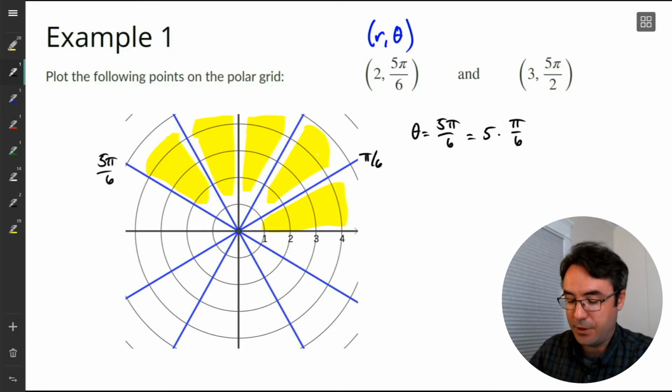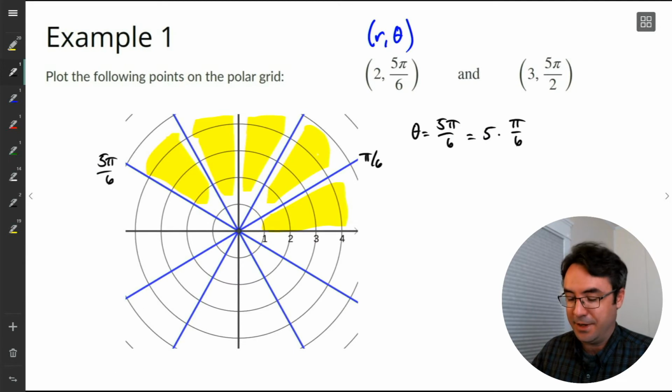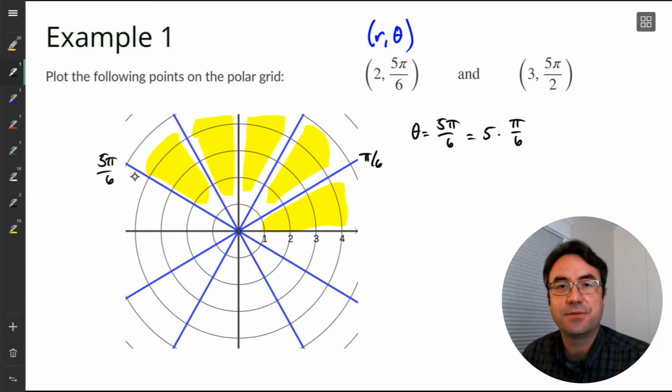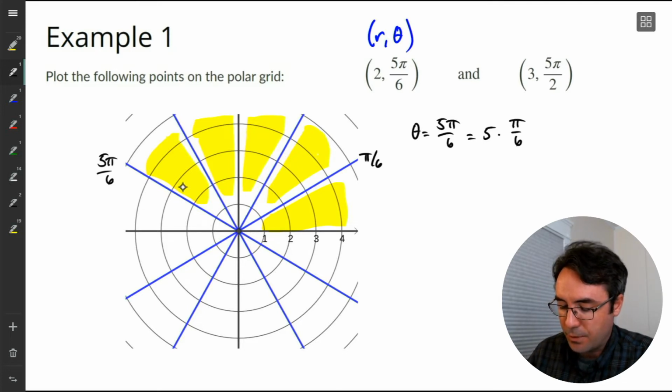Now we could have just had that memorized, but in case you forget, or in case you only want to memorize just the first quadrant, you can figure out where all the other ones are by just counting up how many of those wedges you need. All right, so we're on this ray right here. So this gives us where to plot our point.